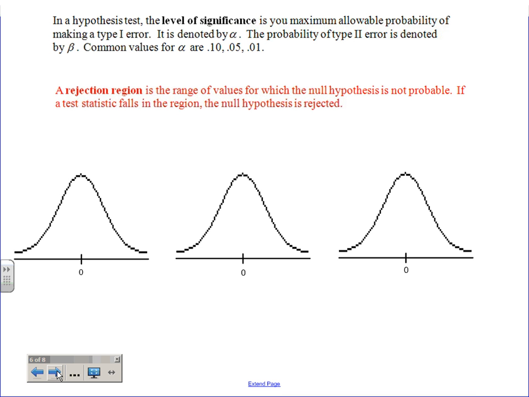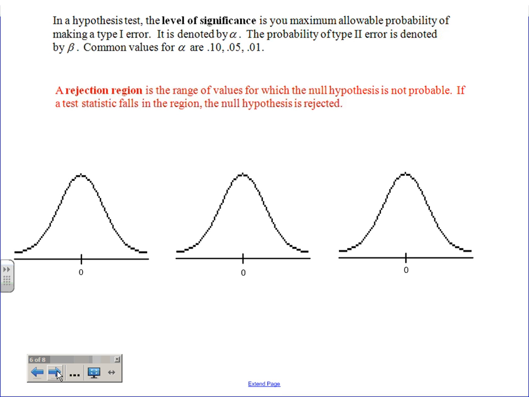In a hypothesis test, you are going to come up with some level of significance. You're going to come up with where this answer should be. Should it be really high, really low? It's the maximum allowable probability of making a type 1 error. So I want to minimize making a type 1 error. It's denoted by, what's that letter? Alpha. The probability of a type 2 error is denoted by beta.